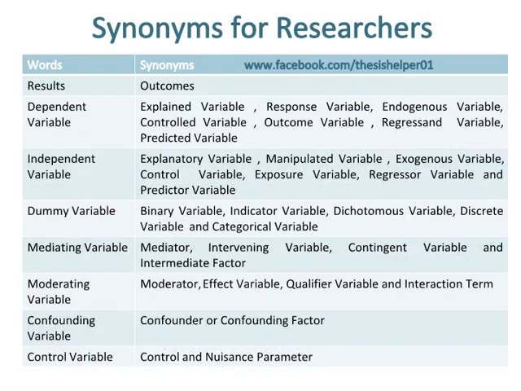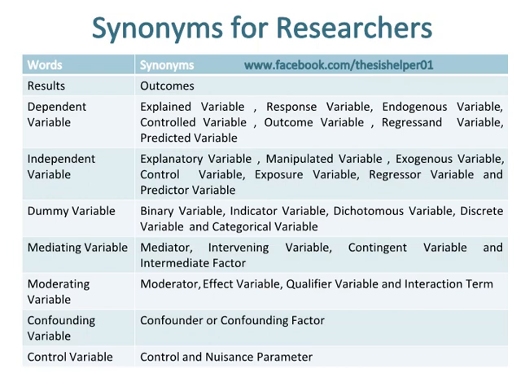Synonyms of dependent variable are explained variable, response variable, endogenous variable, controlled variable, outcome variable, regressant variable and predicted variable. Synonyms of independent variable are explanatory variable, manipulated variable, exogenous variable, control variable, exposure variable, regressor variable and predictor variable.